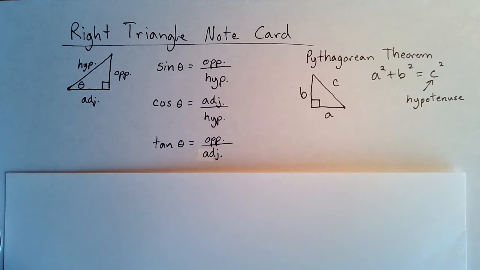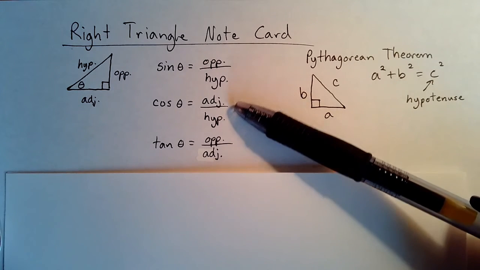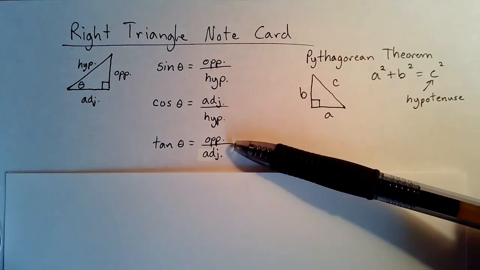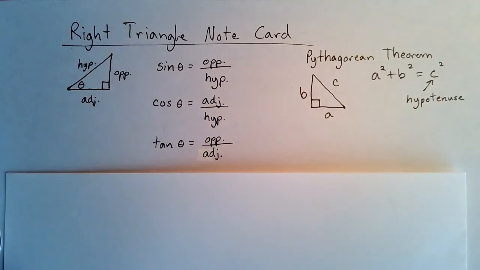All right, so let's talk about what information you'll need to have on your note card. So for your right triangle note card, you'll need to have some information about the sine, cosine, and tangent. Okay, so sine is opposite over hypotenuse, cosine is adjacent over hypotenuse, and then tangent is opposite over adjacent. Okay, so for sine, cosine, and tangent, you could also put on there the SOHCAHTOA, which is the same thing.